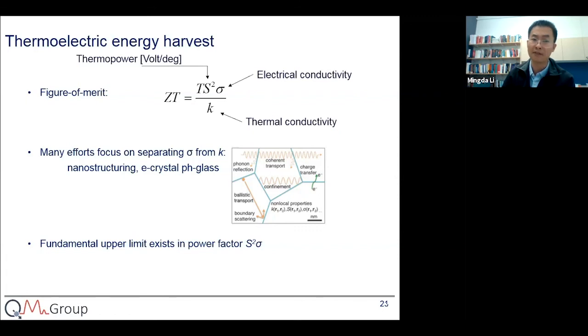The majority of the effort in the thermoelectric community is to separate sigma from kappa. That's the so-called electron crystal, phonon glass. The reason is that they have very different mean free paths. In many materials, phonons get strongly scattered at polygrains and grain boundaries, but electrons can penetrate through, and that can significantly reduce thermal conductivity kappa without losing too much electrical conductivity. But less attention was paid to the overall factor S squared sigma, called the power factor, because there is a fundamental upper limit.